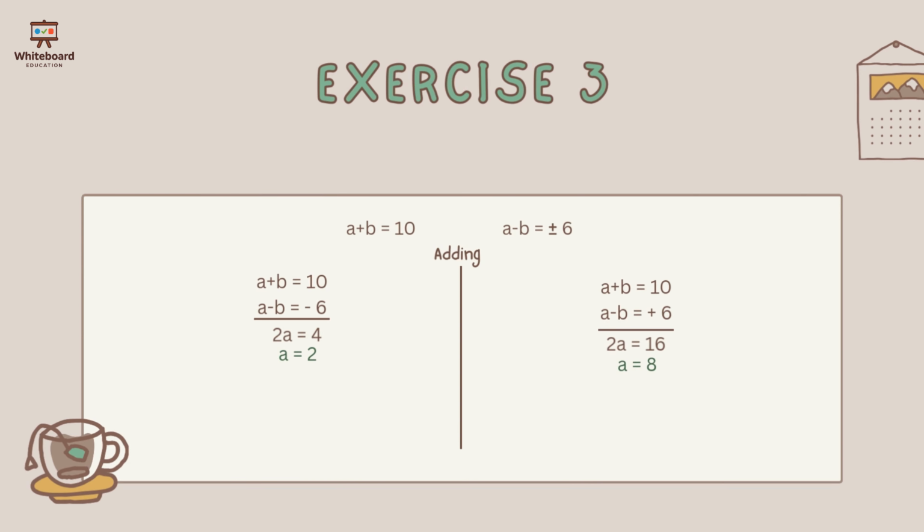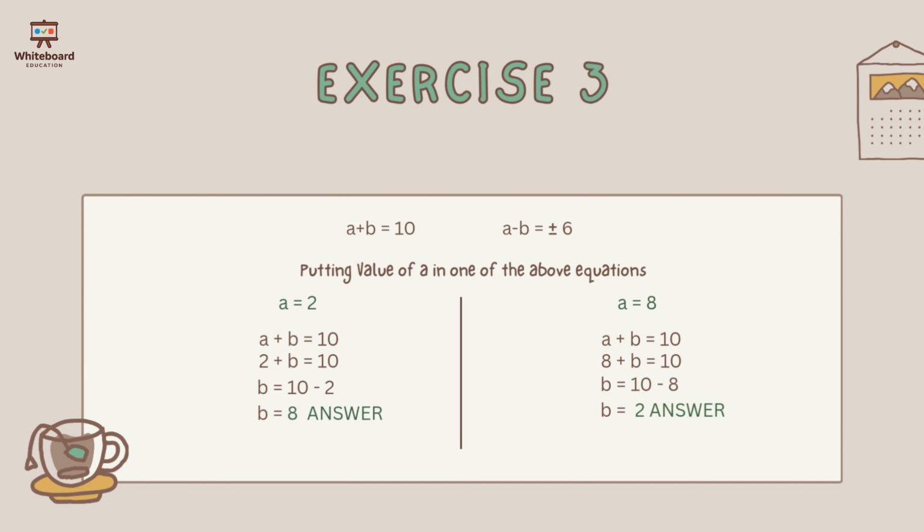So we have 2a equals 4. When we simplify it, we get a equals 8. On the right side we perform the exact same steps and get the answer a equals 8. Now putting the values of a in one of the above equations, I choose a plus b equals 10.